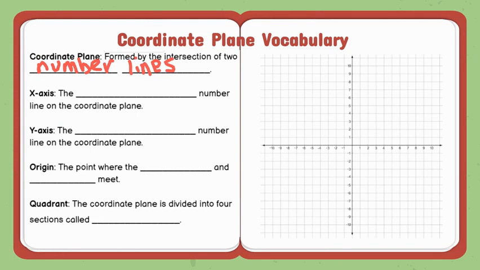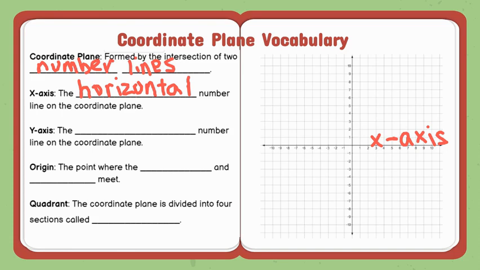The x-axis is the horizontal. Okay, so this right here is the x-axis. So x-axis is the horizontal. And I like to remember horizontal as like when the sun rises, it's on the horizon. So kind of think of the horizon and horizontal. So that is the x-axis.